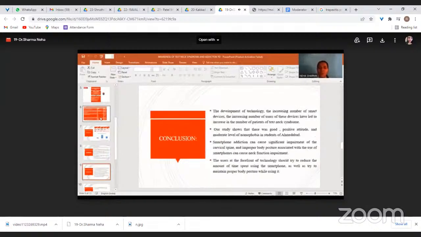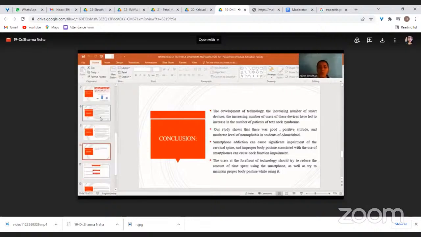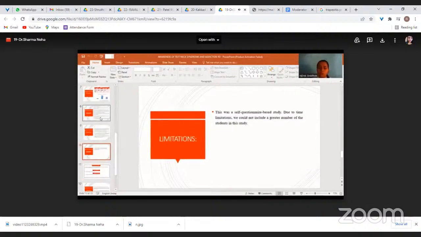Conclusion of the study: the development of technology has increased the number of smart devices and the number of users, which has led to an increase in the number of patients with Day-1 syndrome. Our study showed a good positive attitude and moderate addiction, with body posture impairment. Reduce the amount of time spent using the device. This was a self-reported study.